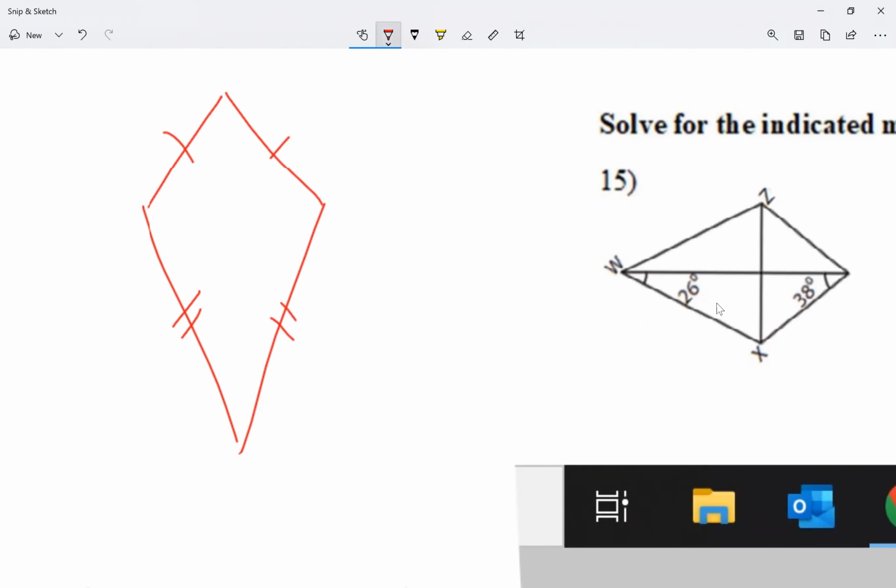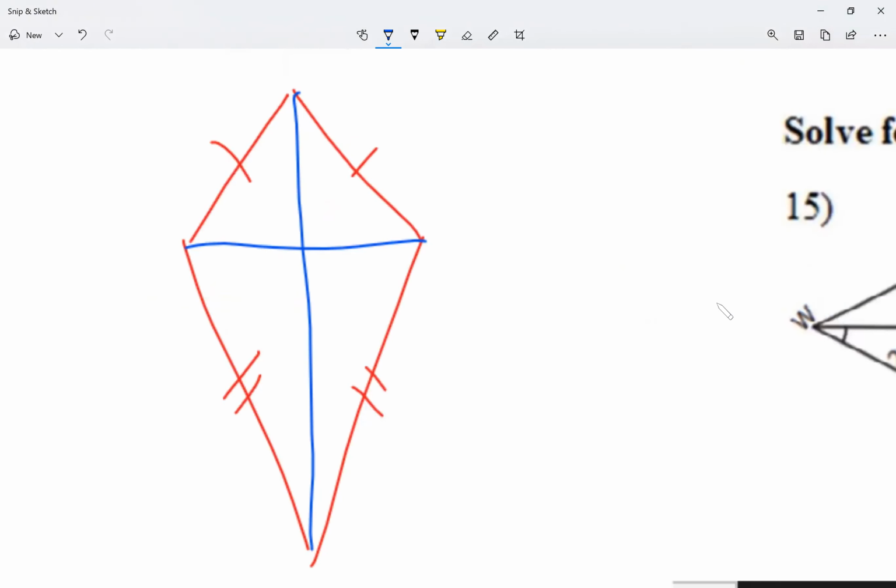But in this case, let me look at the diagonals. The diagonals are these segments inside the kite. So let me draw them in blue. The interesting part of the angles though, in the center of the kite, my two diagonals always intersect at 90 degrees. So the angle that my kites make there is 90 degrees. And the angles on the top and the angles at the bottom are cut in half. So let's say, just to say a number, the angle on the top was 40.